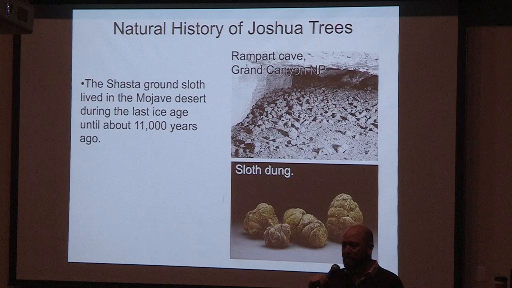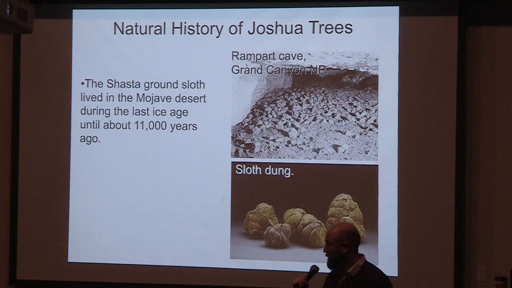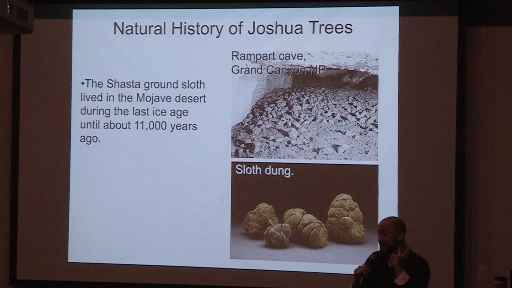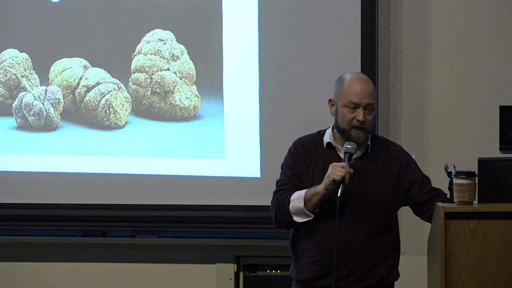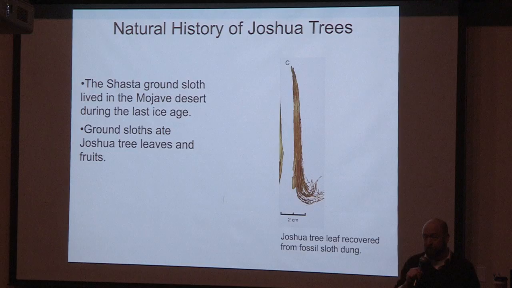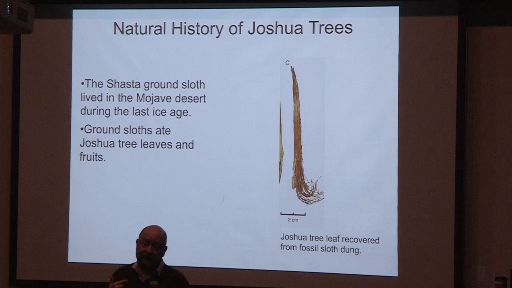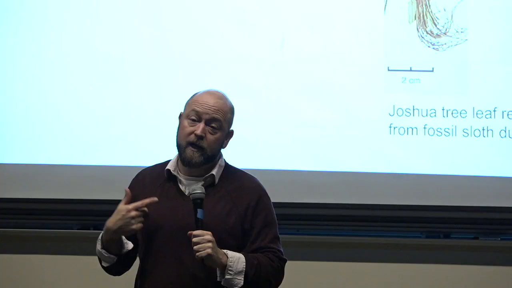There's one of them. I really, really want to get a hold of one of these. Okay, so someone did get a hold of these, and they broke them open. And inside those poops, they found Joshua tree leaves. This is an actual leaf from an actual Joshua tree that was eaten by a giant sloth. Also, inside those poops, they sometimes find Joshua tree fruits and Joshua tree seeds.